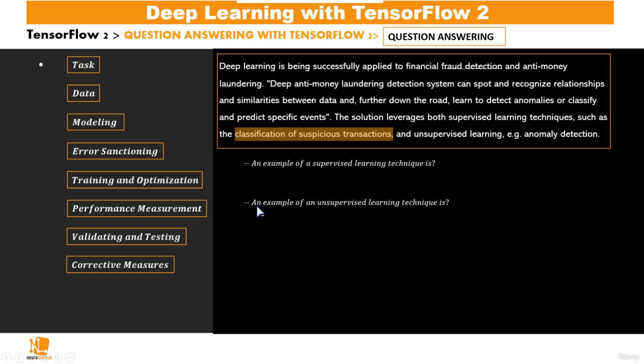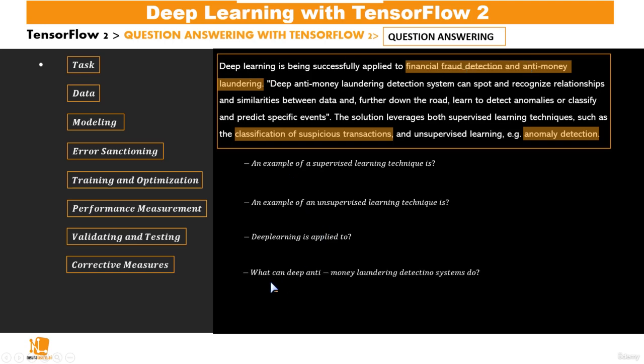For the second question, we have: an example of an unsupervised learning technique is... so clearly we have this anomaly detection. For the next question, we have: deep learning is applied to... So we are basing ourselves on this text, and we have this because from here we have deep learning has been successfully applied to financial fraud detection and anti-money laundering.